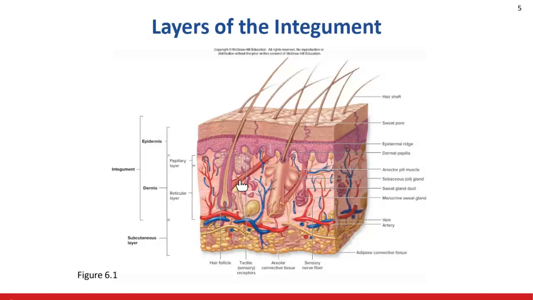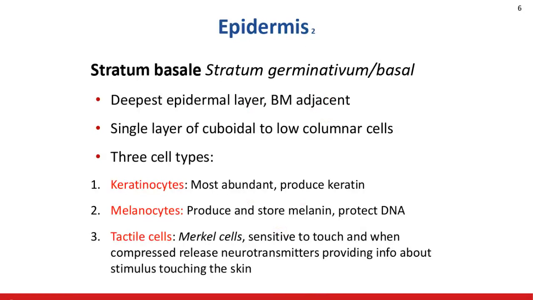This is the layer that has all the stuff in it. You can see, and we'll talk about all the different stuff. And then deep to the dermis is the subcutaneous layer. That's the layer, the hypodermis, that has, you can see these yellow cells. Those are adipocytes. Those are fat cells. And you'll also have the areolar connective tissue down there.